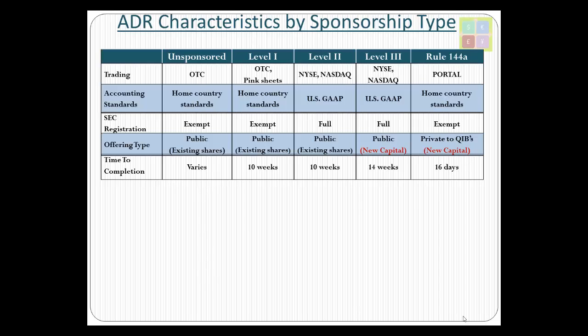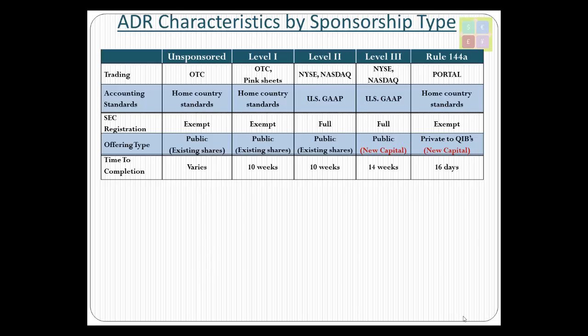With regards to time to completion under unsponsored ADRs, it varies. It would be somewhat similar to level 1 ADRs. The time that it takes to complete the level 1 ADR process is 10 weeks. For level 2, also 10 weeks. For level 3, 14 weeks, because new capital has to be raised.